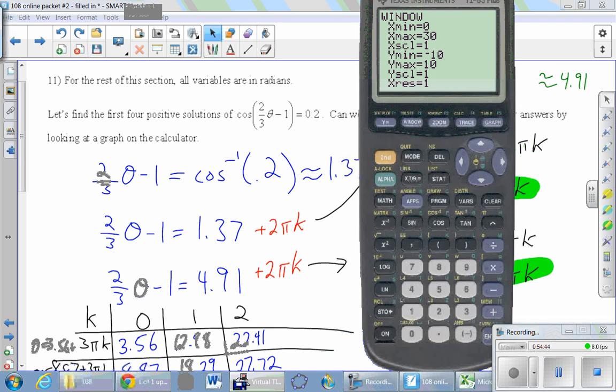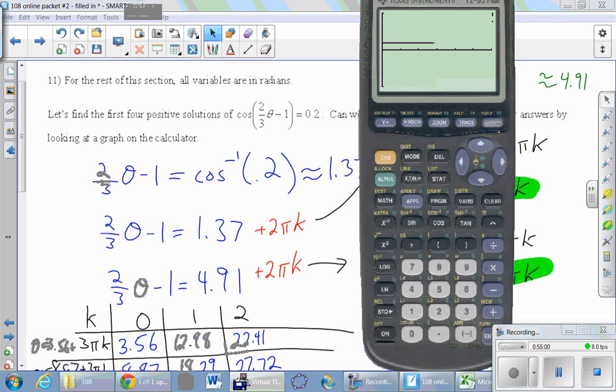And we'll go by maybe 5s. Okay, and then in terms of the y values, well, you know, cosine bounces between -1 and 1. So how about we just look -1 to 1. Okay, so we're going to graph.